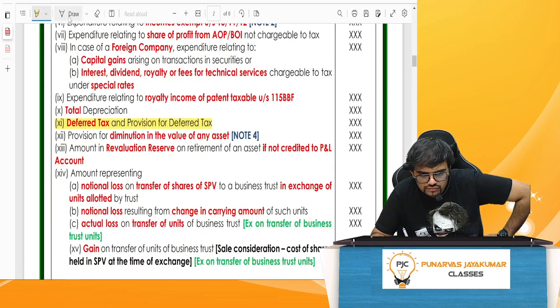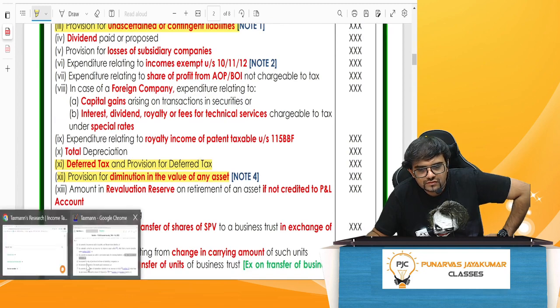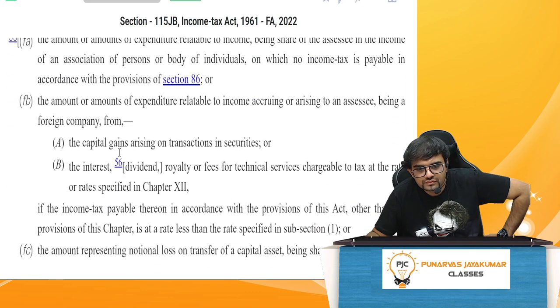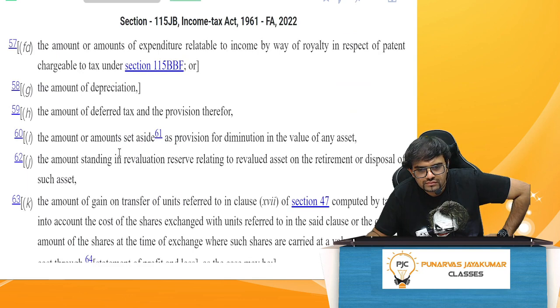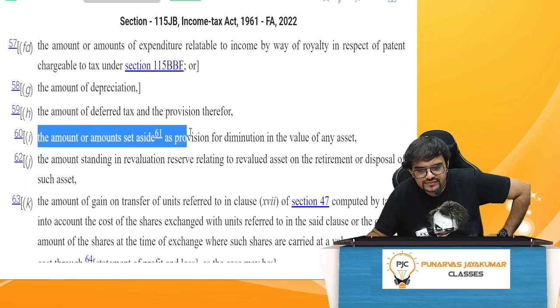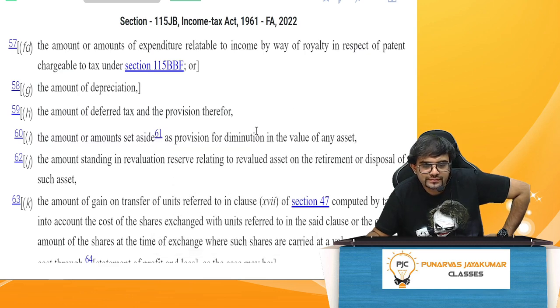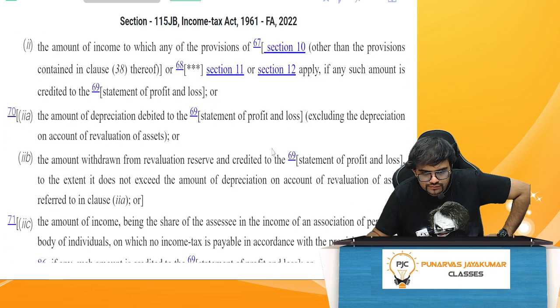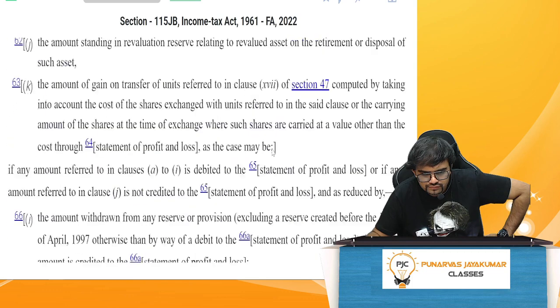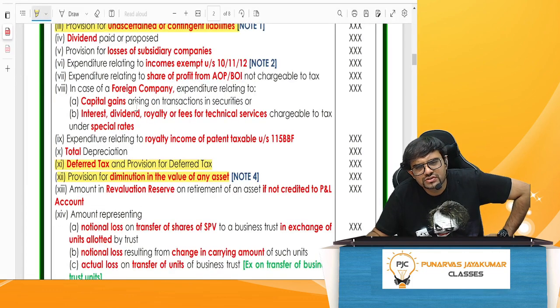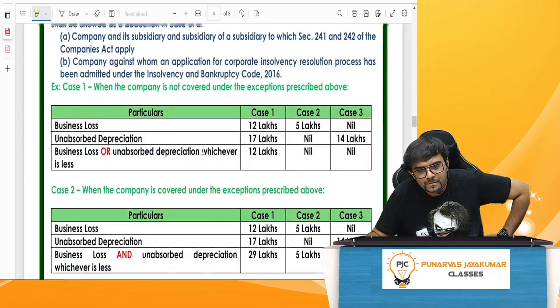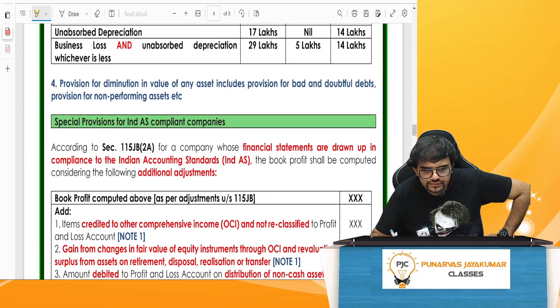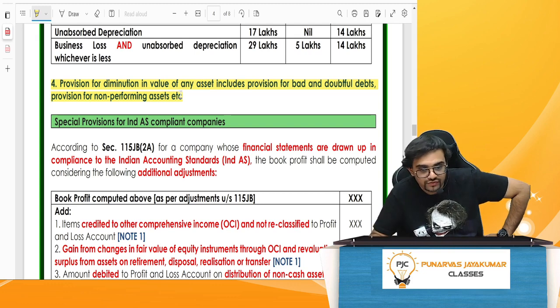To nullify that particular ruling, there you go. Provision for diminution in the value of any asset was added. Right? So if you see here, the amount set aside as provision for diminution in the value of any asset was added. Any asset will include debtors also, no? So if you see note number 4, provision for diminution in the value of any asset includes provision for bad debts, provision for non-performing asset.